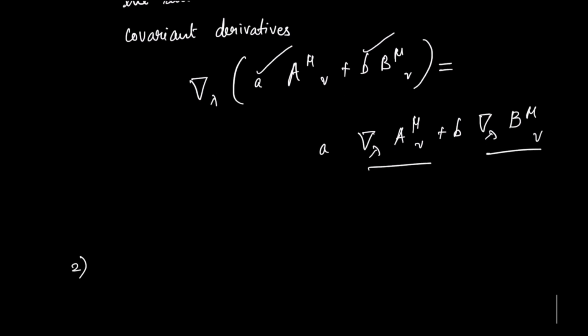Now the second rule says that the covariant derivative of a product of tensors, okay, the product can be outer product or inner product, obeys the Leibniz rule.